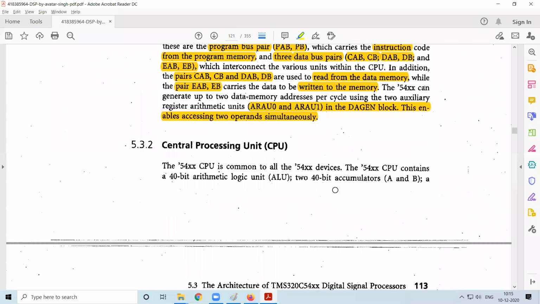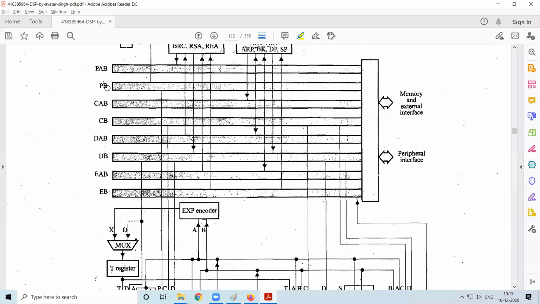Here we have it. You can see that this is one program address bus and this is the program data bus. Similarly, we have the others for C, D, and E. These are the buses which are available, and you can see that there is one pair for each.